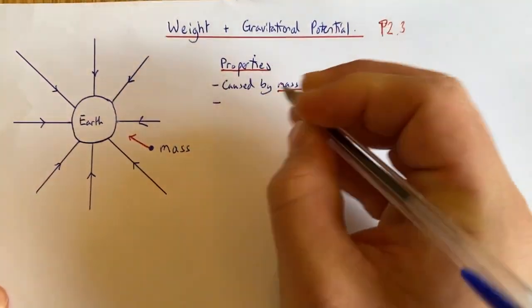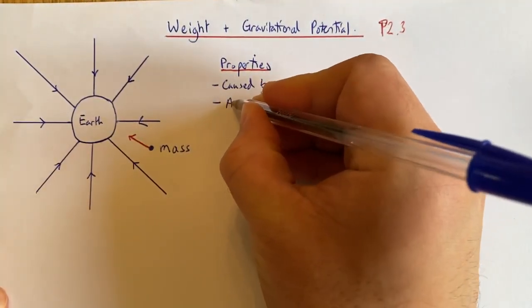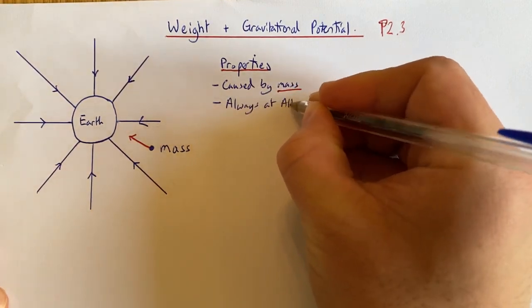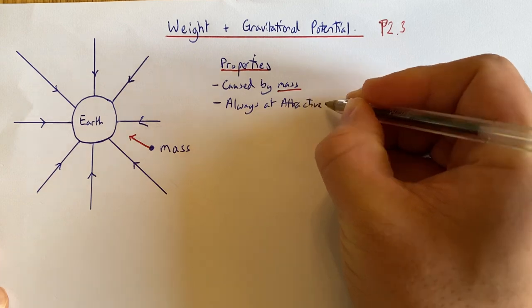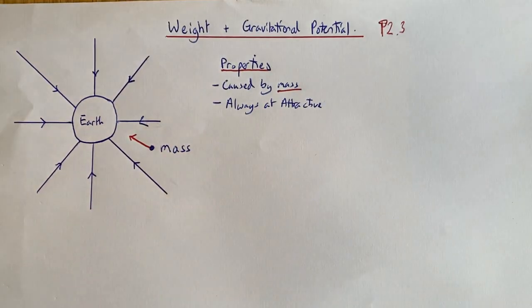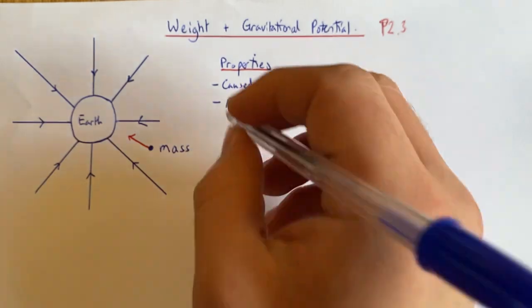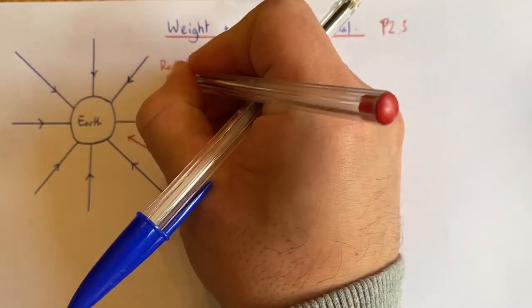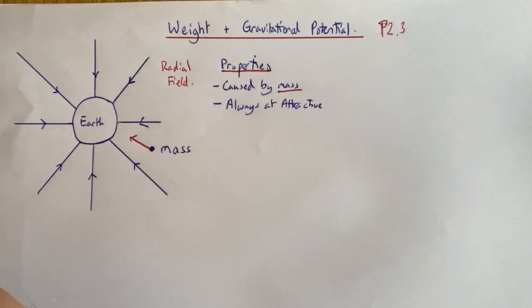The second thing is that they are always attractive as far as we are concerned at GCSE and even A-level. There are certain circumstances where you could use some high-level hypothetical physics where you can say that it's repulsive, but generally speaking, it's always attractive. Two masses will always attract each other. The shape of this field that I've just described here, as I say, is called a radial field. That's really just bonus information, but it is something to be aware of. That's what the shape is.